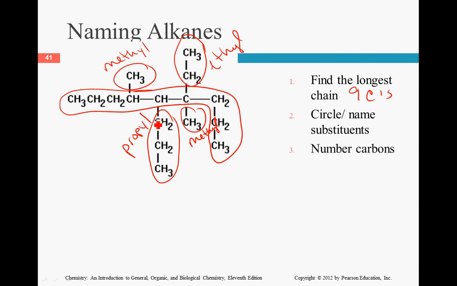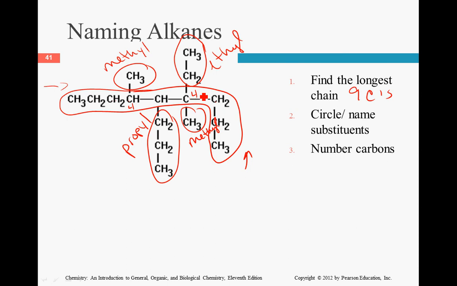We need to number the carbons now. If we go from the left, 1, 2, 3, 4, it starts at 4. If we go from the bottom, 1, 2, 3, 4. Okay, so either direction, the first substituent is going to be on 4.